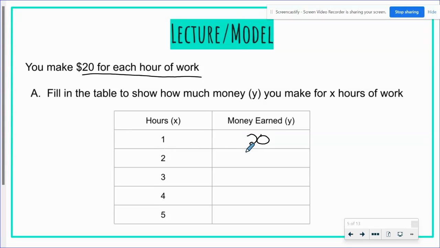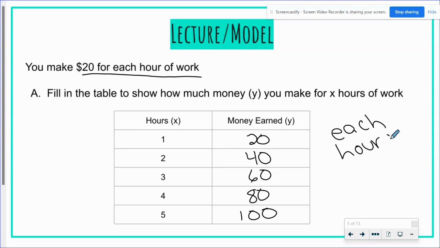2 hours, we would make 20 more, so that's 40. And then if we work another hour for 3 hours, we would make 20 more, which is 60. 4 hours would be 80 if we keep going up 20 each hour, and 5 hours would be 100. Again, because for each hour, we get 20 more. So that would be our table. Again, each hour we get 20 more.